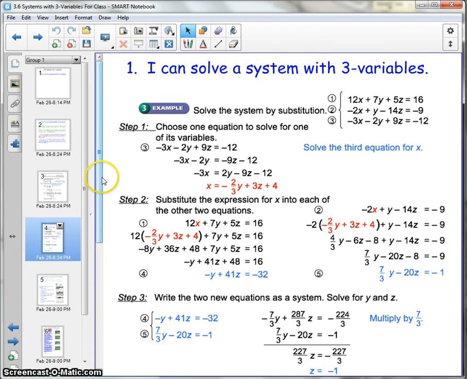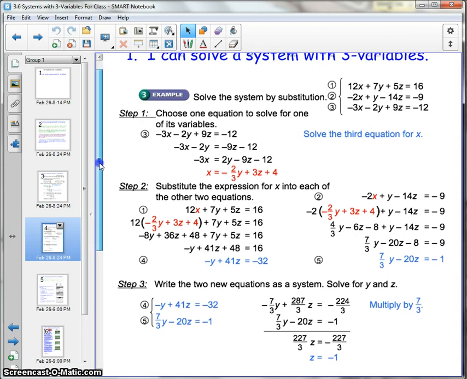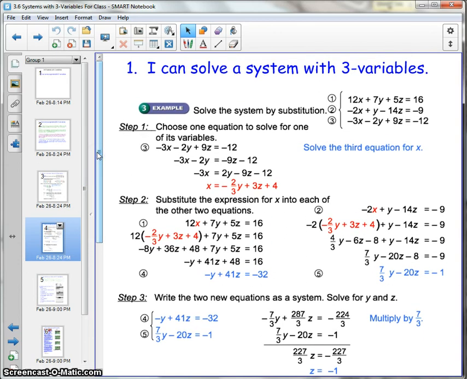We are not going to use elimination or substitution. We're actually going to use our graphing calculator. That's why I briefly went through these examples, but I did want to show you that it is possible to use these methods just like we have before.